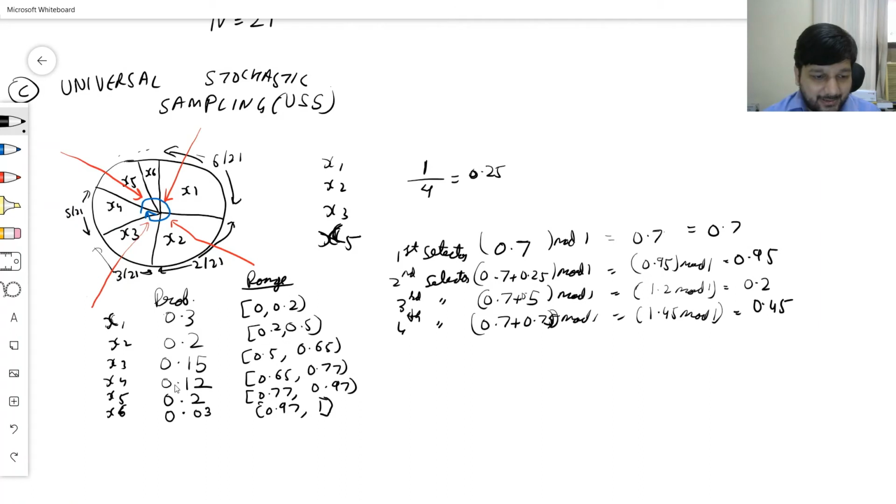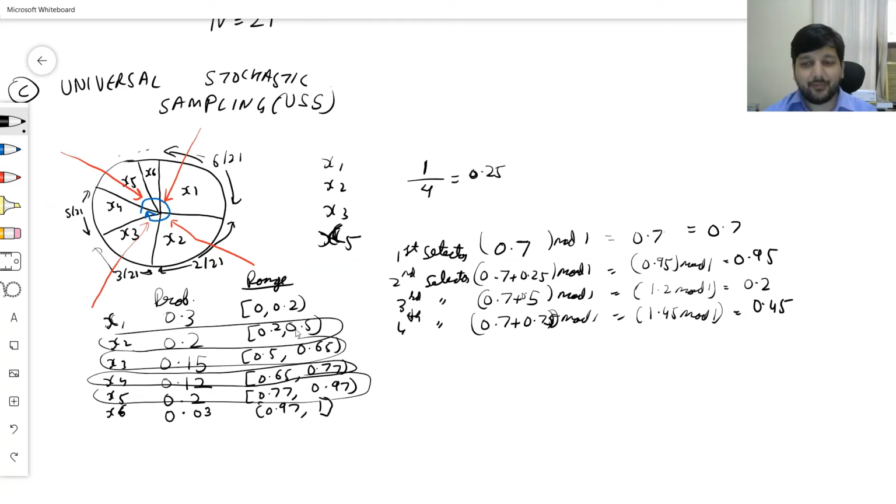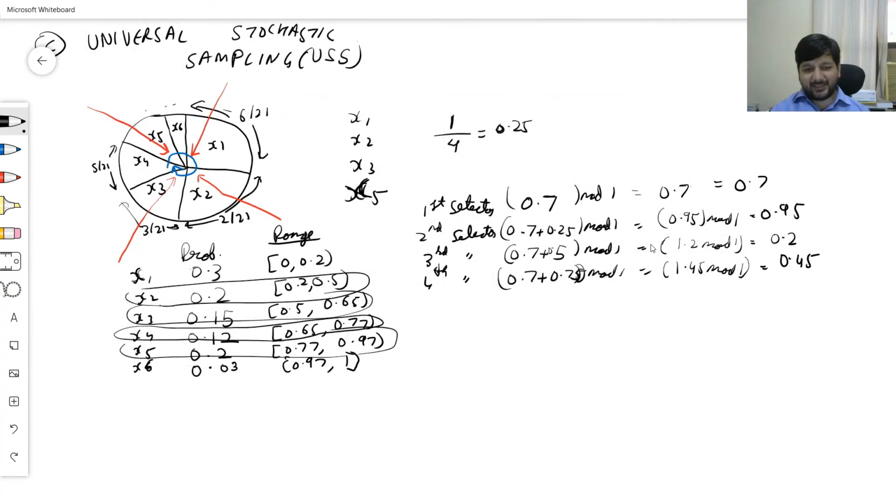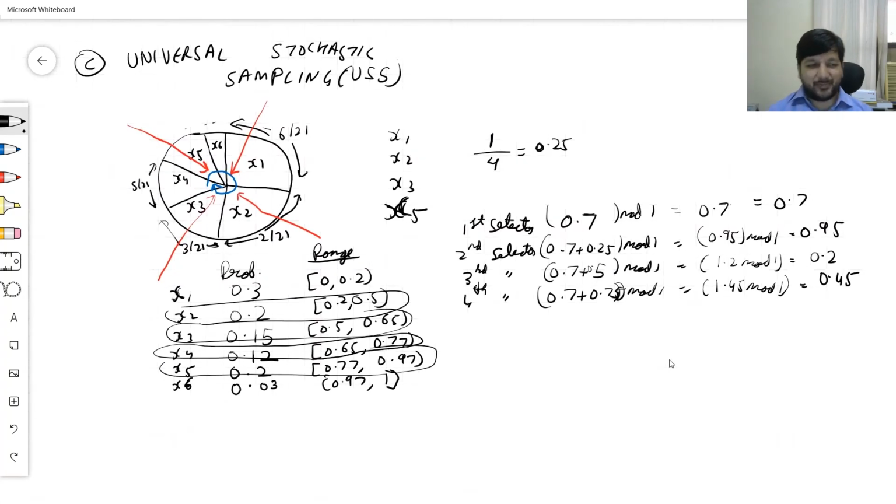So that's the one which is getting selected. Similarly 0.95, it's within this range. Binary search 0.2, it's a boundary line case, and 0.45. So 2, 3, 4, 5 get selected. But then there's a problem, because let's talk about the complexity now.